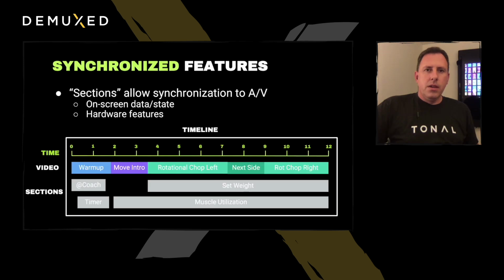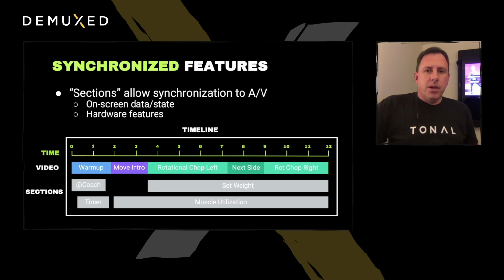Building the video is only part of the story of our dynamic workouts. Another major component is our synchronized application features. Application and hardware features can be controlled by the timeline progression. Conversely, the UI and hardware can control or change video playback. Both scenarios are controlled by what we call sections. Sections have a placement and time on the timeline, which allows us to synchronize features to the audio or video.